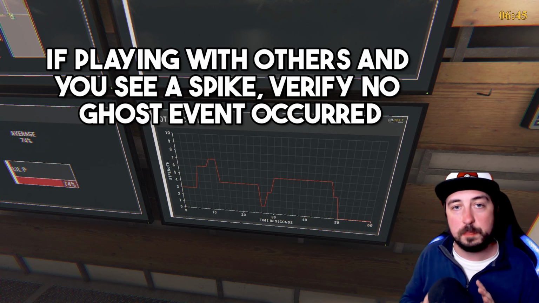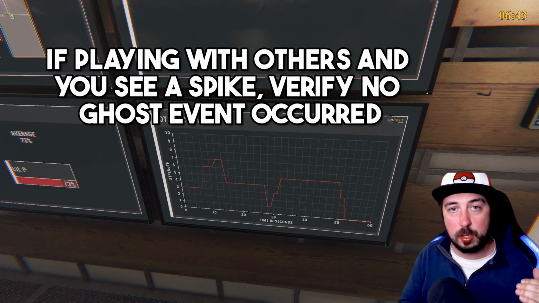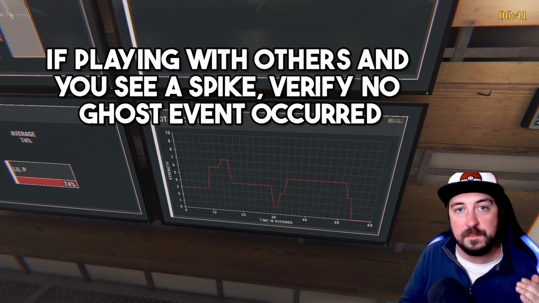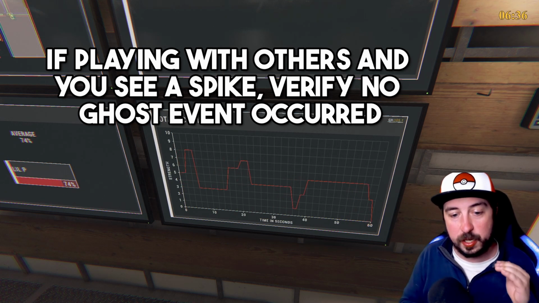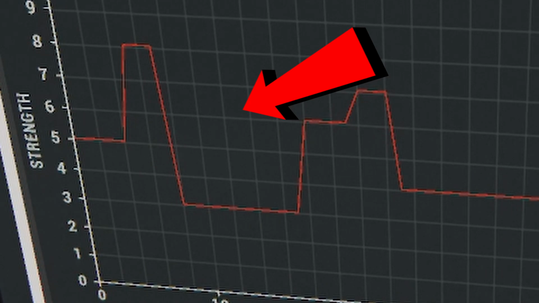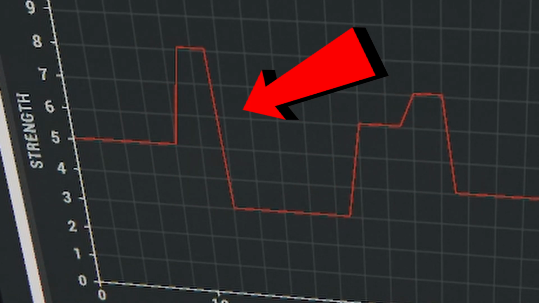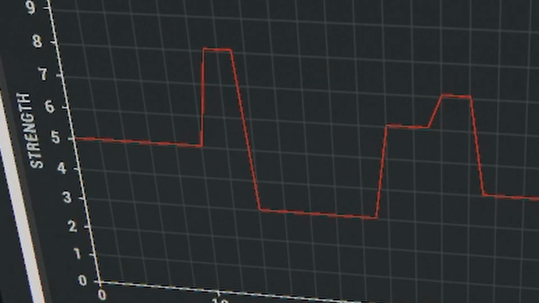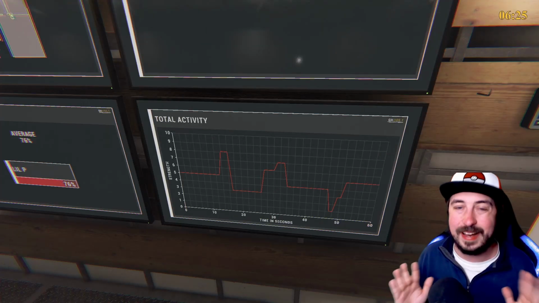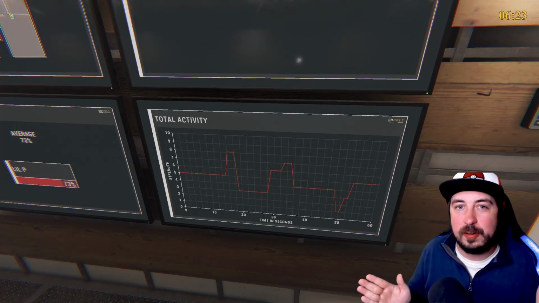If you're playing with other people and you see a spike on the chart, make sure you ask them if they just had a ghost event, right? And just like we saw here right now, it went from 3 to an 8. That's EMF 5. I know this is EMF 5 because I also determined beforehand that it was an EMF 5 ghost. So I at least look like I know somewhat what I'm talking about, right?